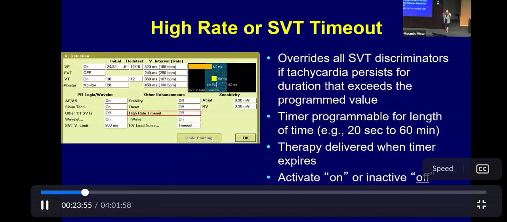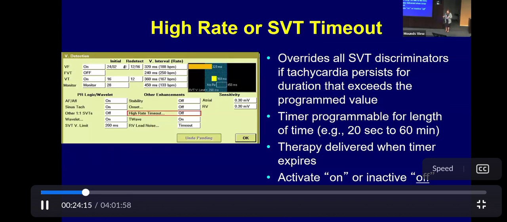And so with programming all this on, I think a lot of people sometimes will add stability or sudden onset on the right, but in my experience you don't need to add any of that, and it can only cause problems down the line. So just let the device do its thing.